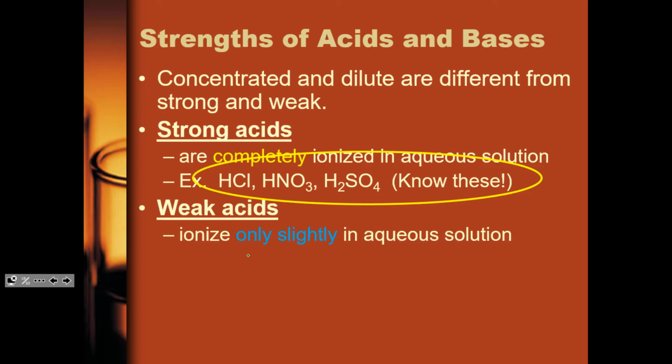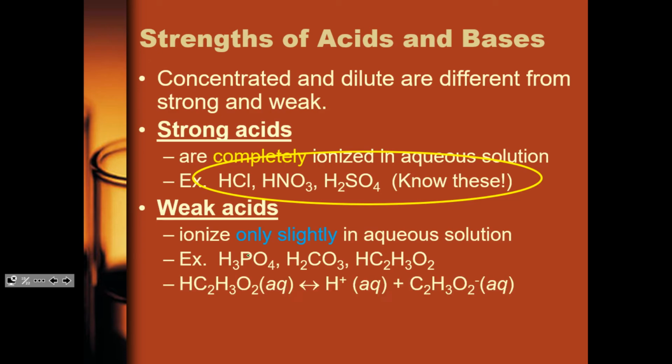Weak acids only slightly ionize in aqueous solution. And so here are the weak acids: H3PO4, which is phosphoric acid, H2CO3, carbonic acid, and HC2H3O2, which is acetic acid. These actually ionize only slightly. Because of that, we form an equilibrium reaction, and we can write out an equilibrium expression based on this equation. So we have this equilibrium constant value, 1.8 times 10 to the negative fifth, which is specific for this reaction.